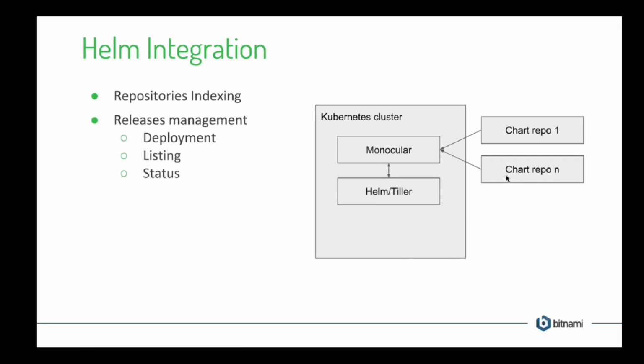Monocular, if you enable a specific feature, will start talking with the server-side component that Helm has and Jack has introduced, which is called Tiller. So that way, Monocular should be able to expose the releases, the applications that you have deployed within your cluster, and even deploy them for you.